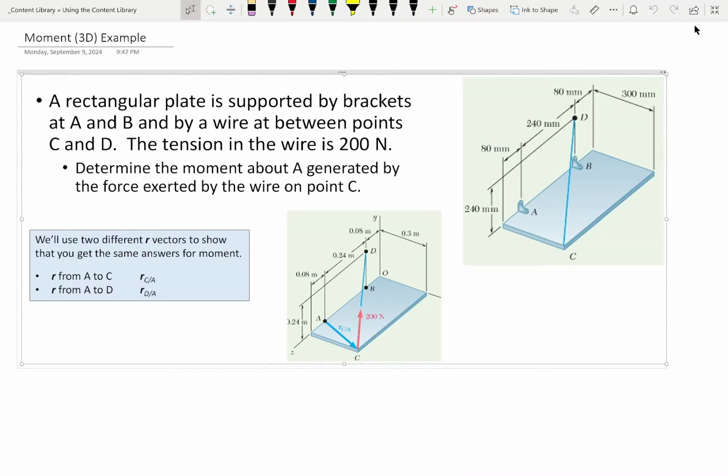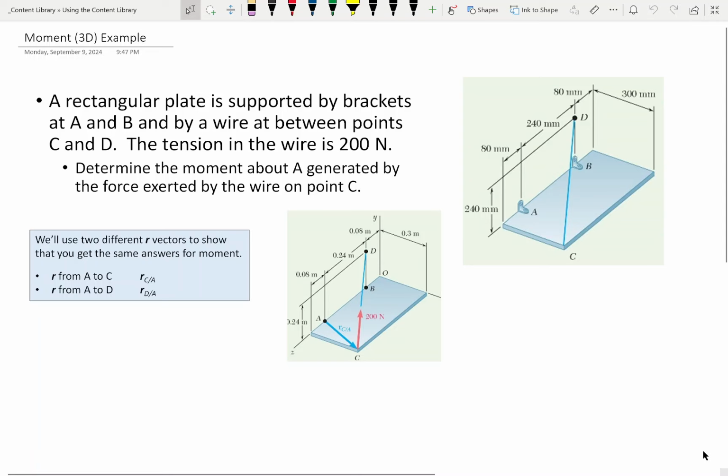So this is a very 3D example, so we're going to take our time with this. I have a rectangular plate, and it's supported by a wire between these points C and D. So there's a wire between C and D that's holding this thing up, and the tension in that wire is 200 newtons. What I want to know is how much moment that force generates at point A. And we're going to do it two different ways, okay?